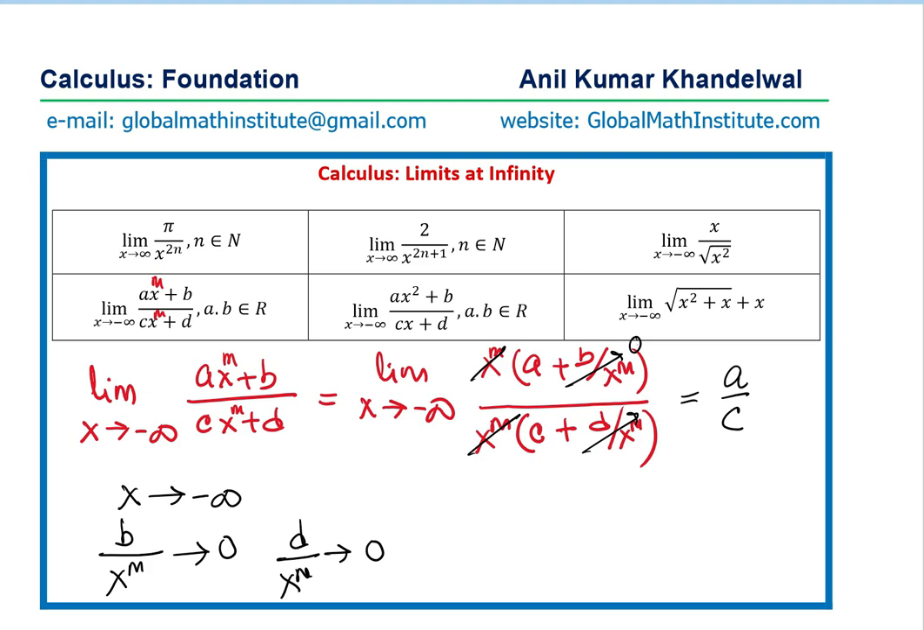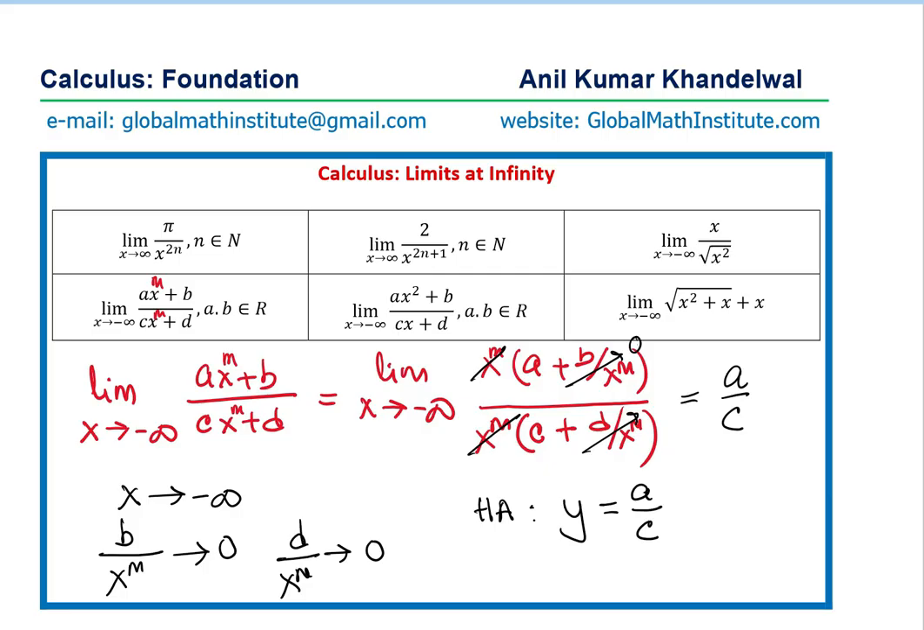So as x approaches negative infinity, we can write down here that the horizontal asymptote is y equals a over c. So a over c is the ratio of leading coefficients when the degree of numerator and denominator of a rational function, like given here, is the same. Right, perfect.